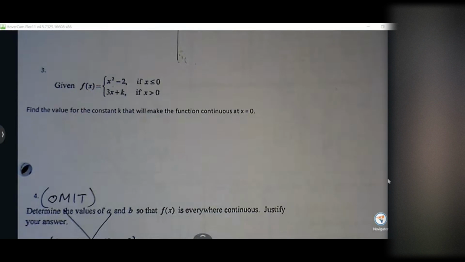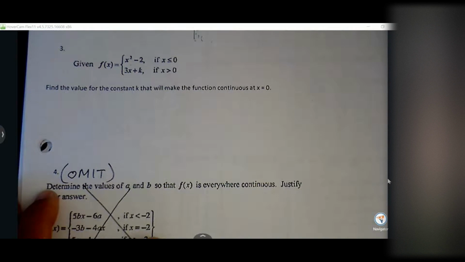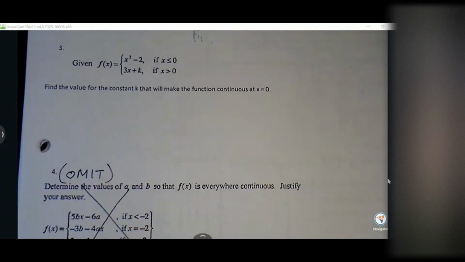Number 3. Given that our function looks like this, find the value for the constant k that will make the function continuous at x equals 0. So we know we're just going to blindly follow our continuity conditions, and before we know it, we should be able to solve for k. We don't do anything special or different because the problem is set up differently or because we're trying to solve for a variable.